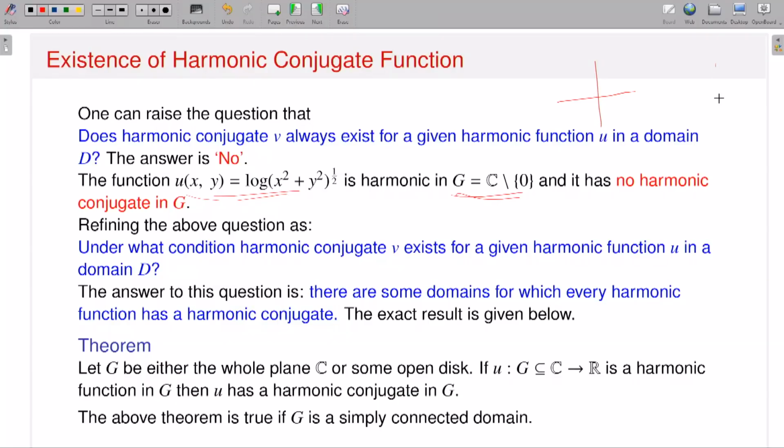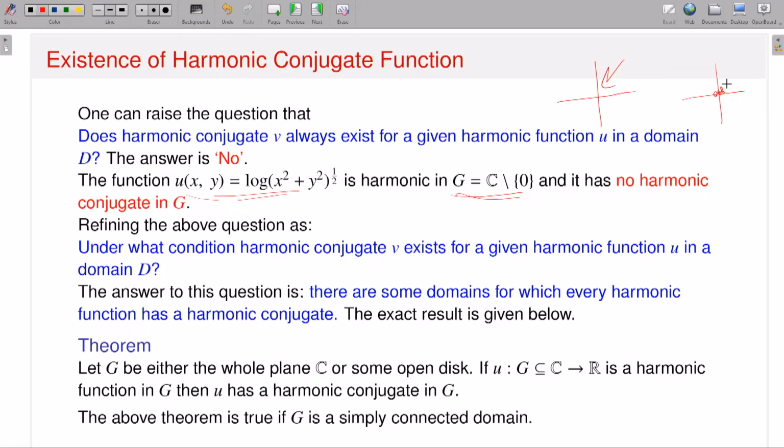But there is a huge difference between the domain C and C minus 0, because there is a puncture. Punctured means the topology changes. Topologically it is different. This domain C is simply connected, but the punctured complex plane is not simply connected. Now you may ask, what is a simply connected domain?